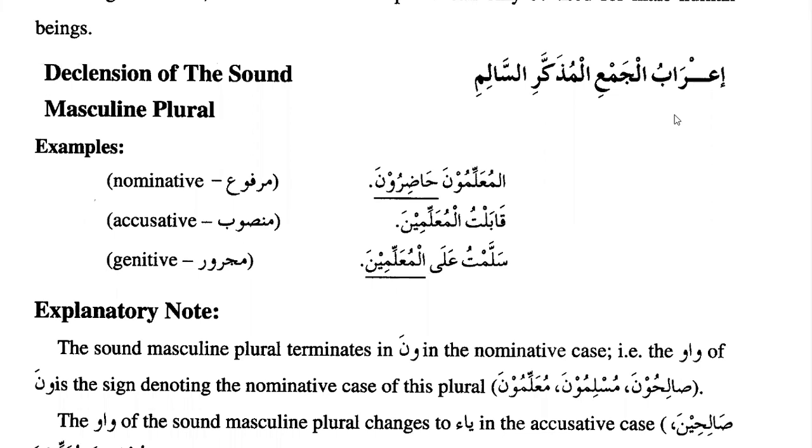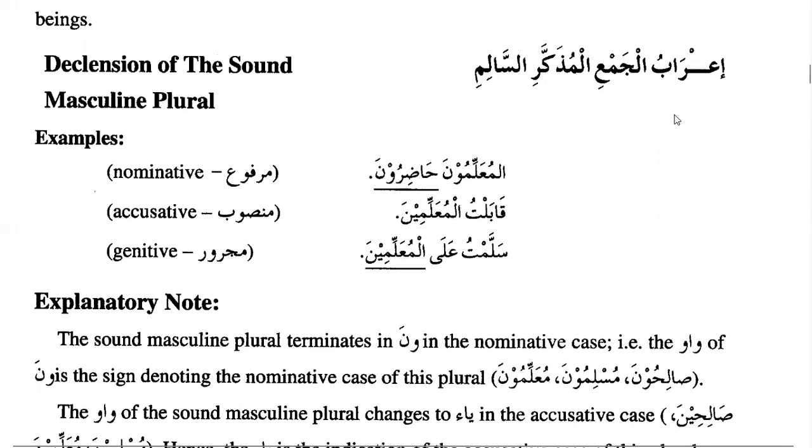Irab of the plural, Jamu Muzakkar Salim. Declination of the sound masculine plural. Example: المعلمون حاضرون, nominative, marfu. قابلت المعلمين, accusative.